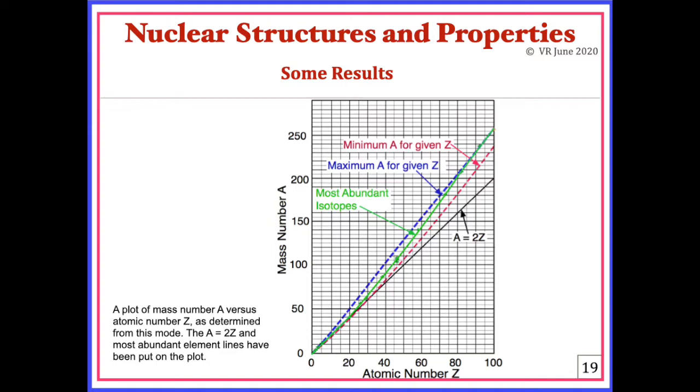Up to Z equals 20, all even Z most abundant nuclei are on the minimum A for a given Z line. They correspond to all internal neutron lattice positions being vacant. In the same range, all the most abundant odd Z nuclei have only one internal lattice position filled. Above atomic number 20, the most abundant isotopes slowly change from the minimum A for a given Z to the maximum A for a given Z by the time Z equals 82.